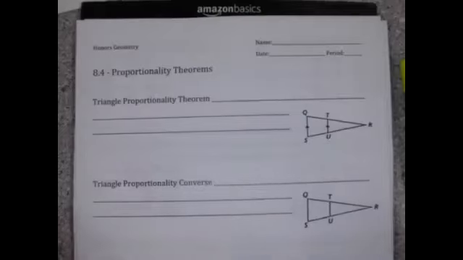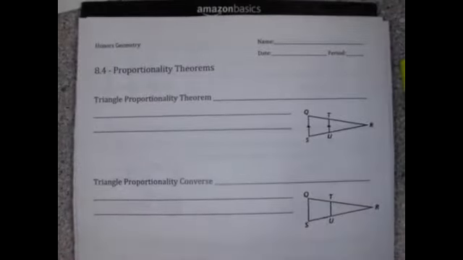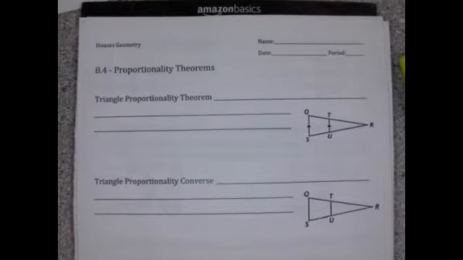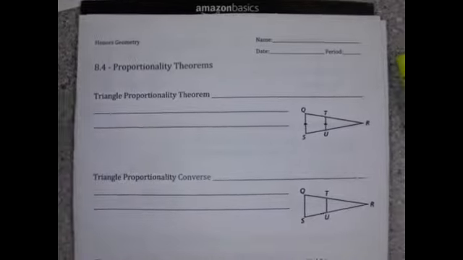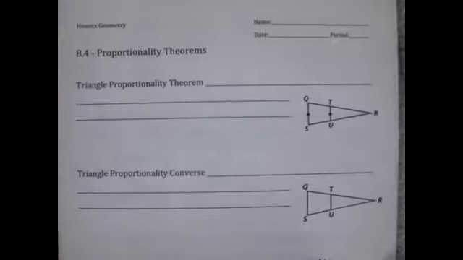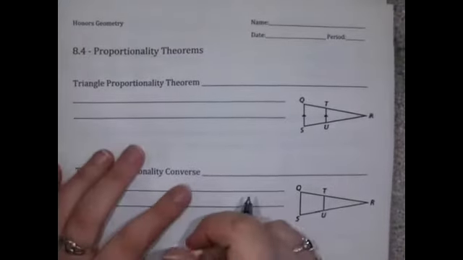So let's get started. This is 8.4, proportionality theorems. We are skipping 8.2 and 8.3. Proportions are fractions, so essentially these are all different equivalent fractions we could set up.